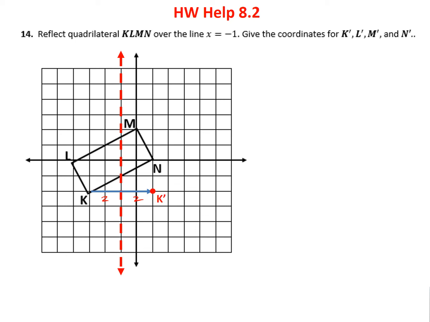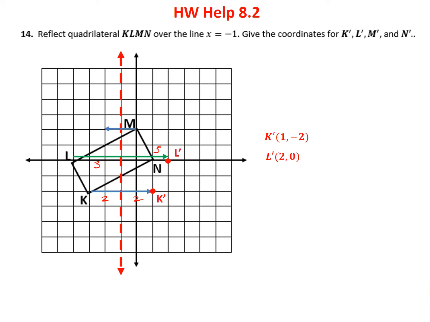And then our next one, and K prime, by the way, is (1, -2). And then we look at L. L goes over 1, 2, 3 here. And so it's going to go over 3 the other side. And there is our L prime, excuse me. And our L prime is (2, 0).